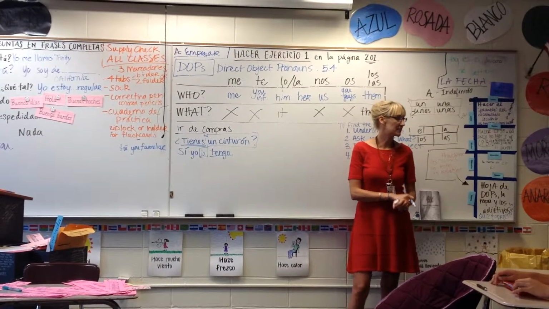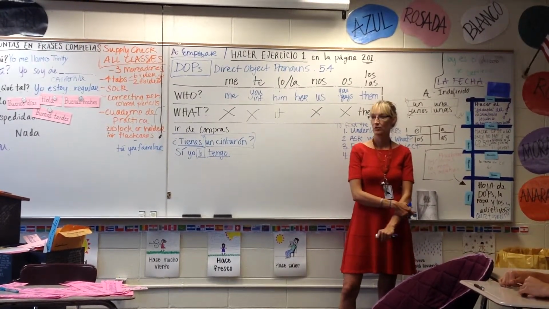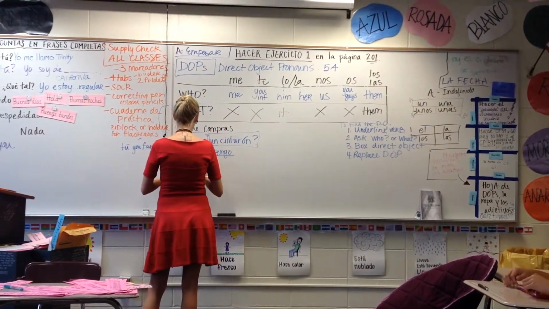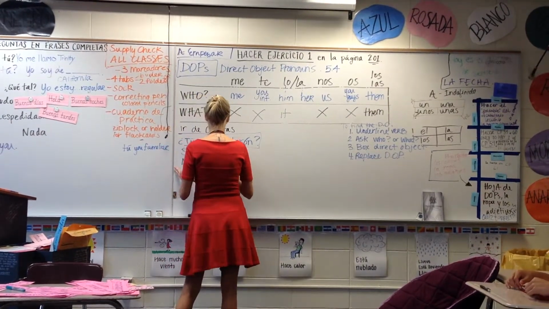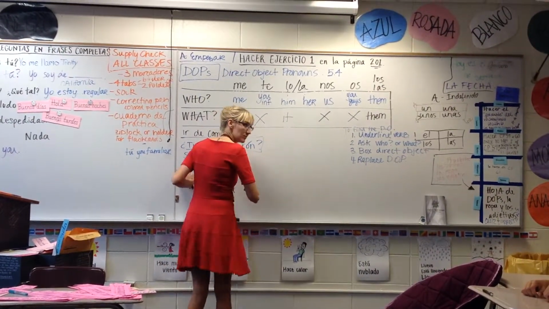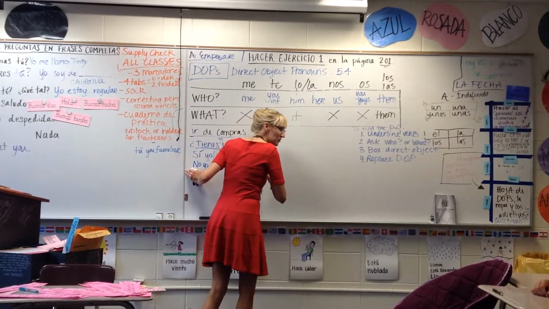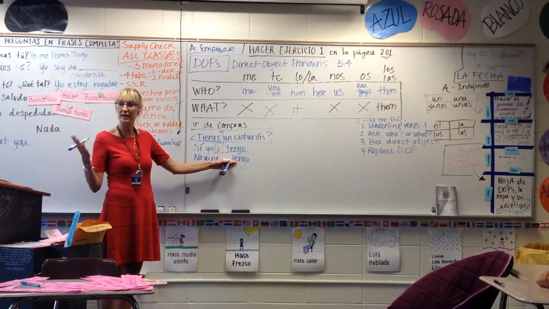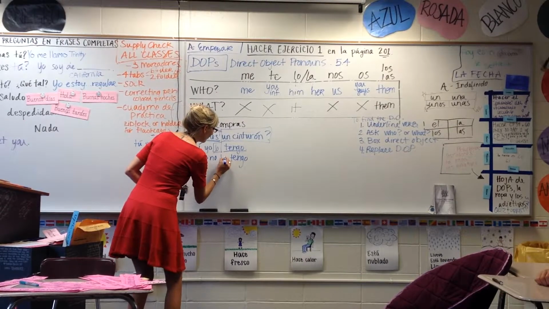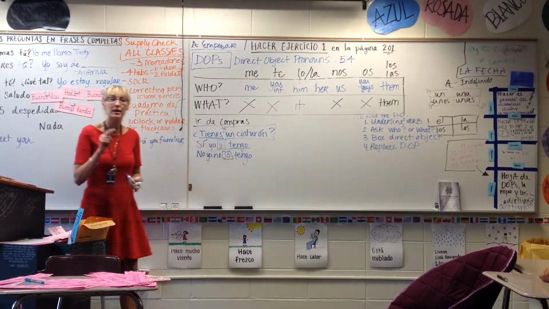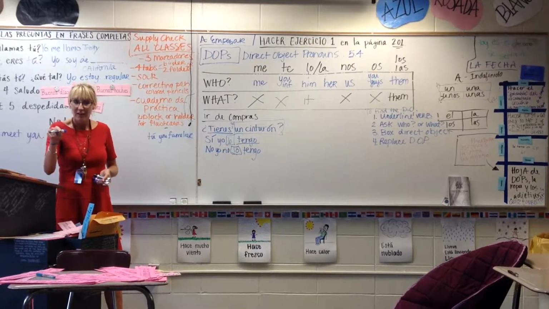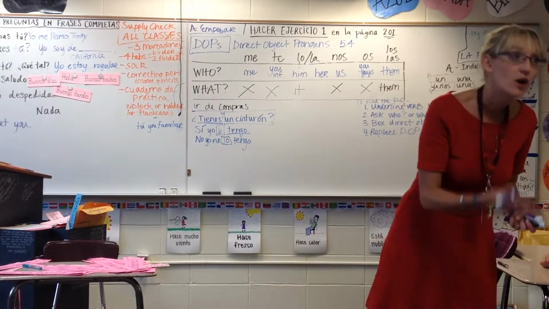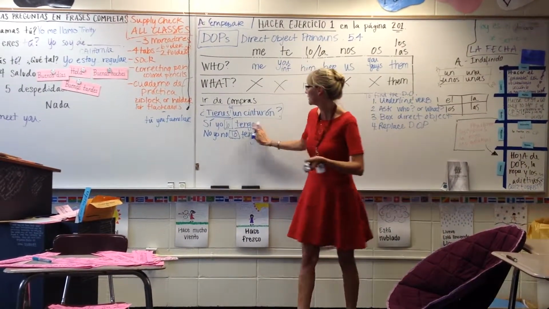How do you tell me I don't have it? No, yo no lo tengo. Okay, write it down. I want to see if your answer matches mine. Don't cheat! No, yo no tengo. I don't have. What do I not have? It. Lo. And for our DOPs, D-O-P, you can put it before the conjugated verb. Here's our conjugated verb, so it goes directly before it.